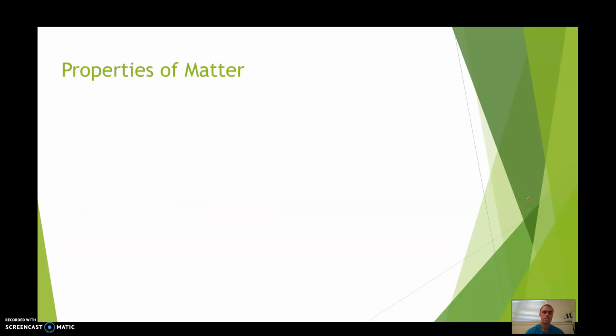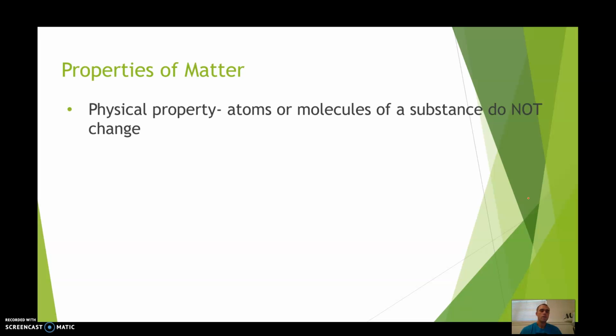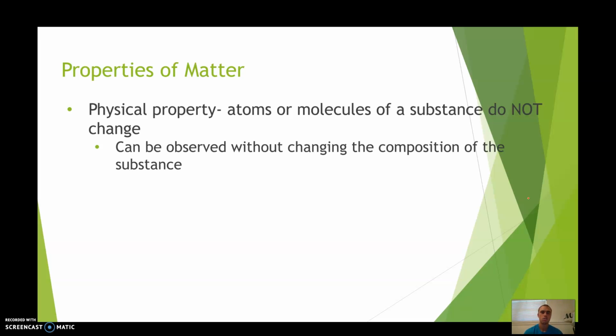We have two types of properties. We have physical properties and we have chemical properties. Physical properties, when we observe a physical property, the atoms or molecules in a substance do not change. So in order to observe a physical property, we're going to do so without changing the composition of my substance.